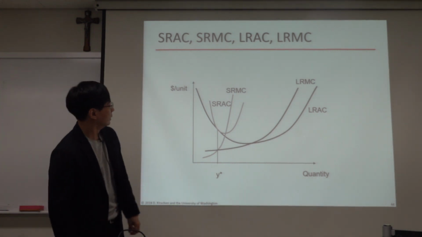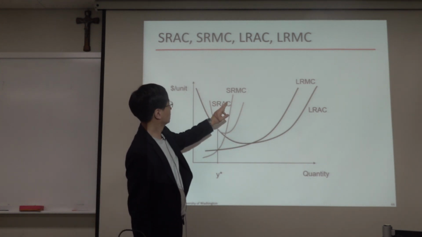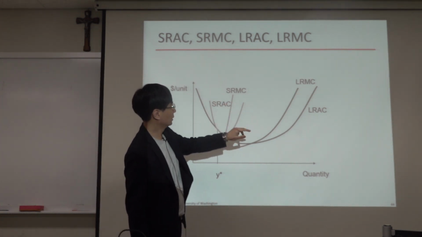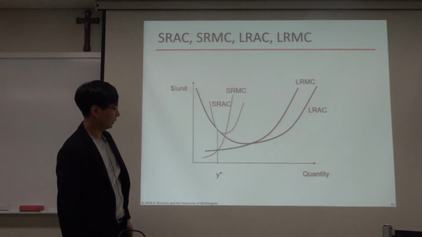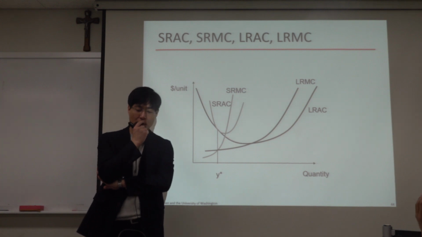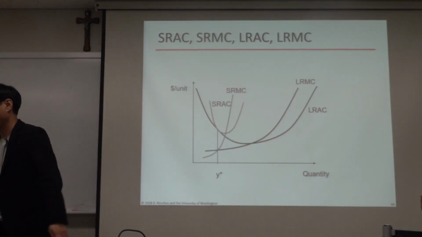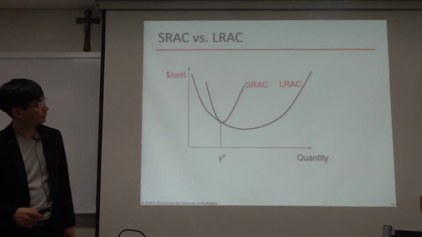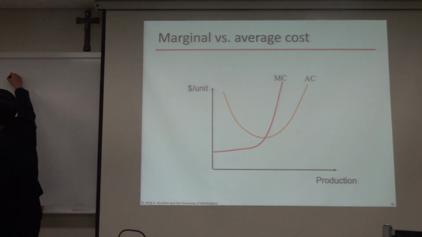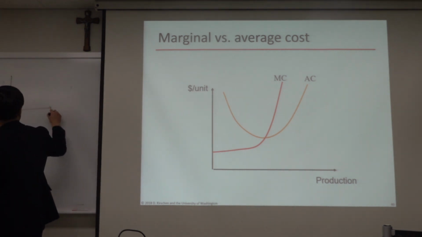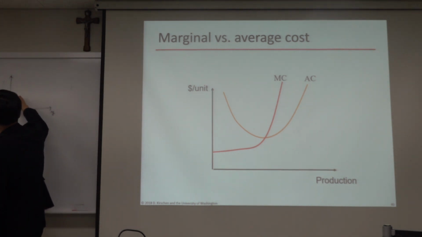It gets more and more complex. So here we have short run and long run, and marginal cost and average cost, all together. Well, I think we need to discuss this together. Why does this happen? Why does this happen? Cost function.